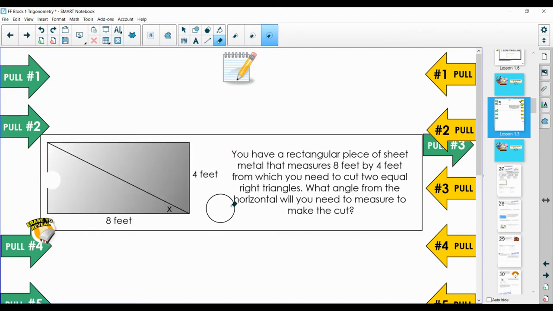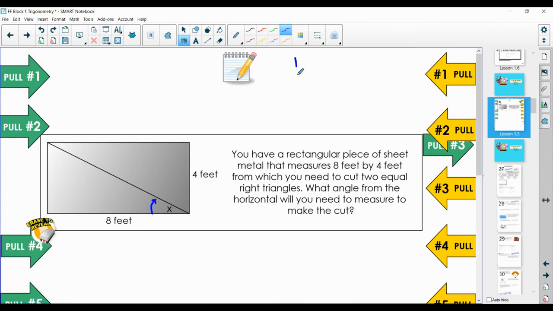Now, for this particular diagram, yours may look different than mine because you may have oriented your sheet metal differently. For this question, I've chosen to draw the 8 as my length and the 4 as my width. It says that we want to cut our sheet metal in half to make two equal triangles. So that's our diagonal. And the question is, what angle from the horizontal do we need to cut? That would be right here.